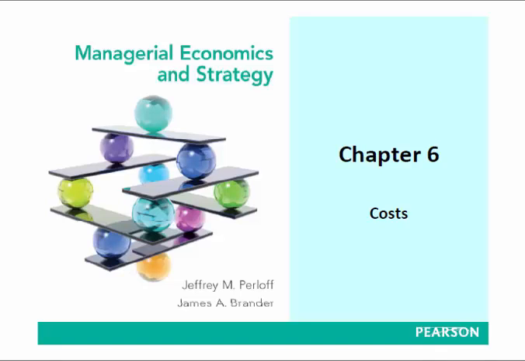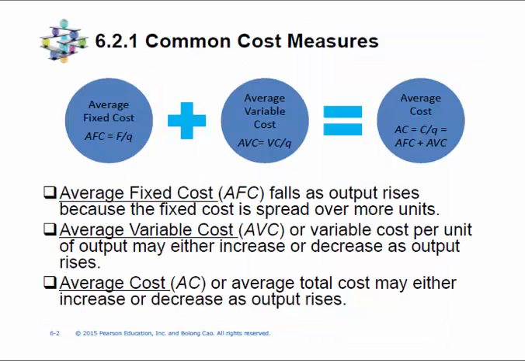So let's talk about Chapter 6, Costs. This chapter, for many of you, should be a review, but it's a very important foundation for our further study. And what's most important here is the relationship between the average costs. There is the average fixed cost, average variable cost, and the average cost. The average cost is the cost per unit.